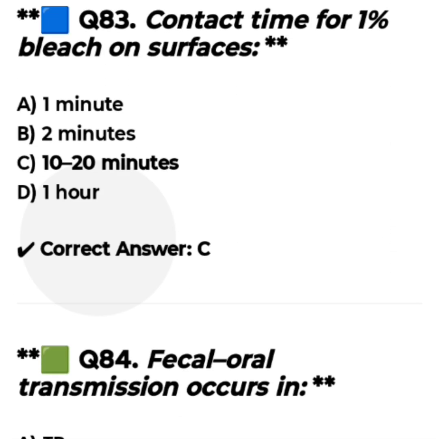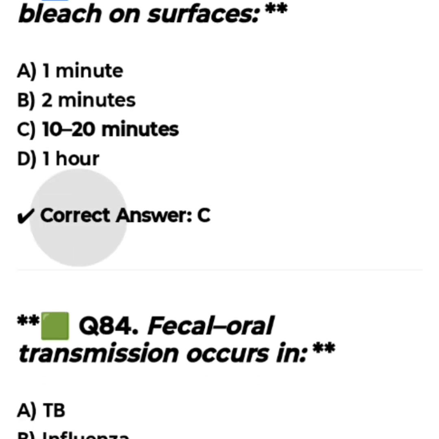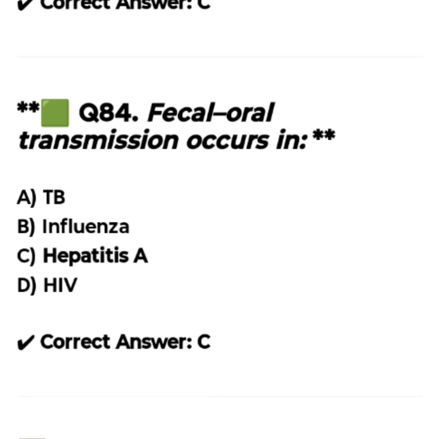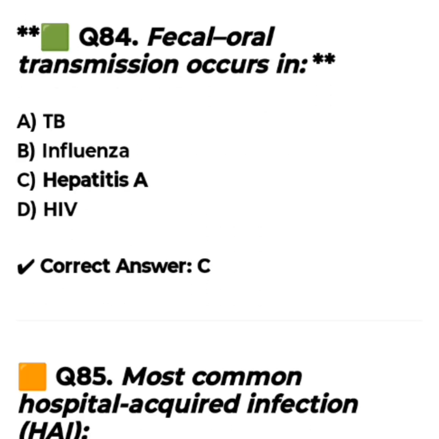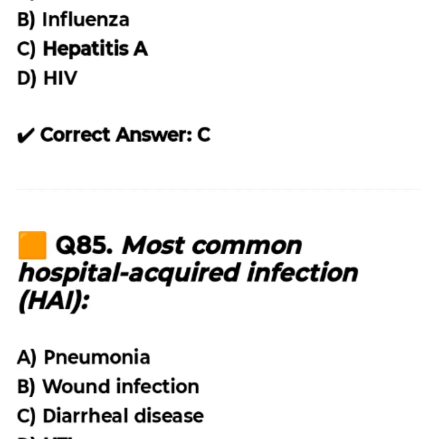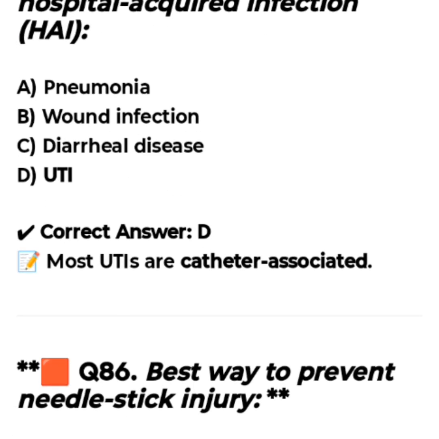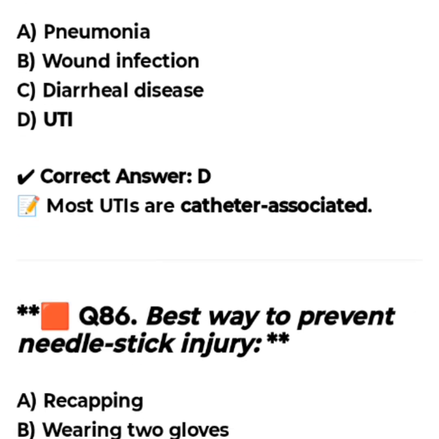Contact time for 1% bleach for surfaces. The correct answer is option C, 10 to 12 minutes. Fecal oral transmission occurs in. The correct answer is option C, hepatitis A. Most common hospital acquired infection. The correct answer is option D, UTI. Most UTIs are catheter associated.